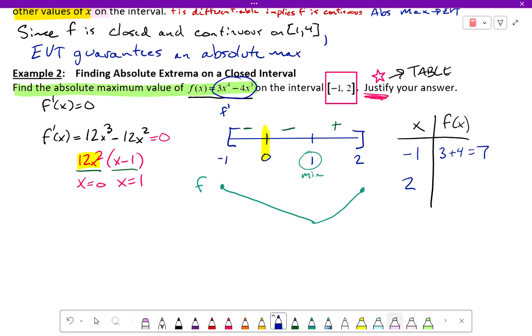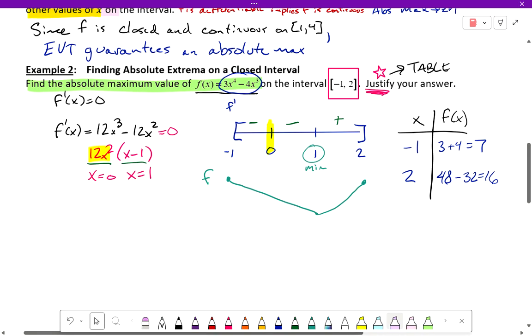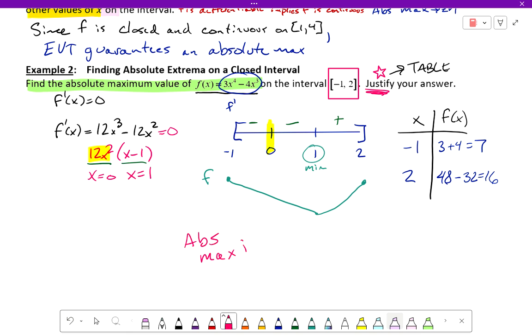If I plug in 2, 2 to the 4th power would be 16 times 3 would be 48. Minus 4 times 8 minus 32. It gets me 16. So be careful here. The question is, find the absolute maximum value of f. What is the absolute maximum value of f? 16. The absolute max is 16.